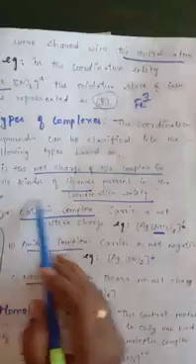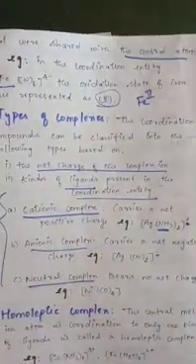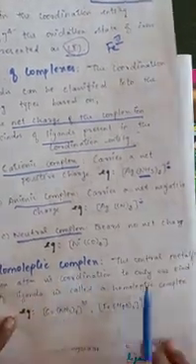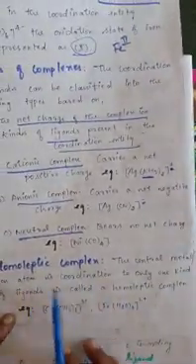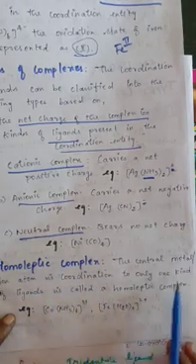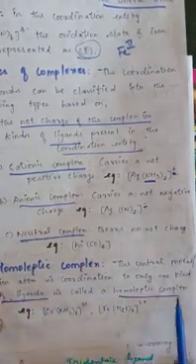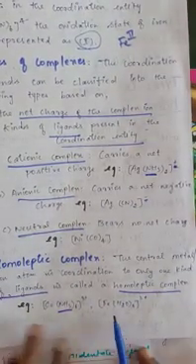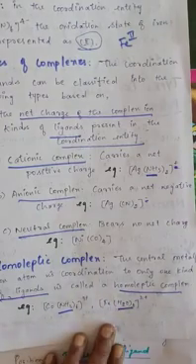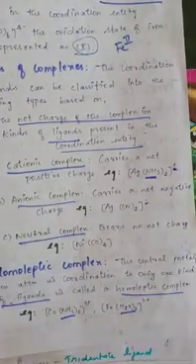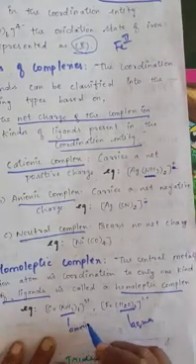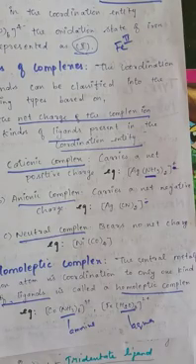At the same time, the second one is what kinds of ligand are present inside the closed bracket. Homoleptic complexes: the central metal atom is coordinated to only one kind of ligand. See here [Co(NH3)6]3+, only one ligand is present. Likewise here also only one ligand, which is water, aqua. This is ammine. Inside the square bracket only one kind of ligand is present, so we say this is a homoleptic complex.